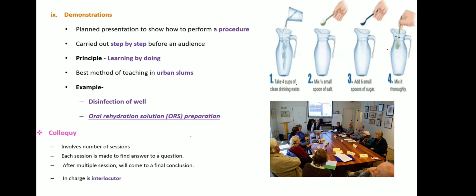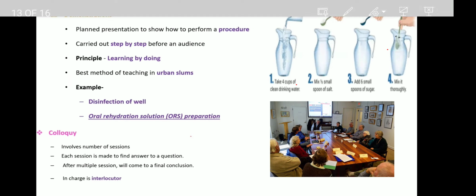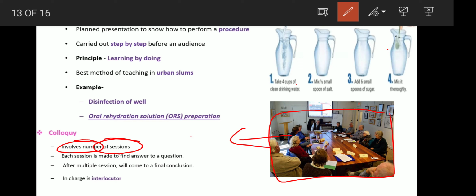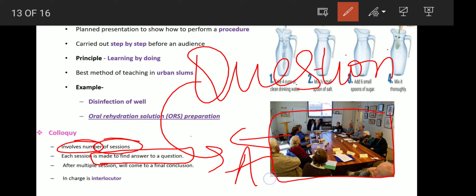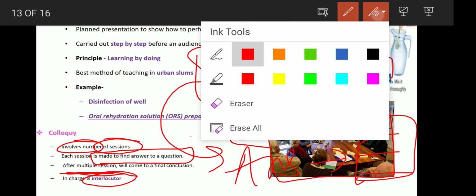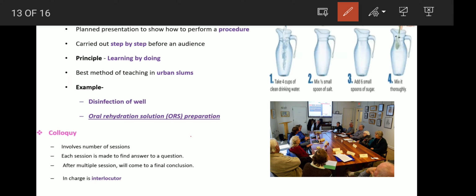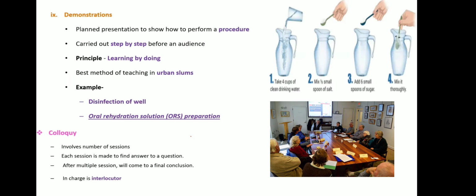Now we move on to the next thing, that is colloquy. It involves a number of sessions; multiple sessions will be there. Each session will be made to find answers to a question. There will be a question, and under each session the answer to this question will be found. After the multiple sessions, we come to a final conclusion. The person in charge is the interlocutor. So in colloquy, multiple sessions are held, in each session we find an answer, and after multiple sessions we come to a conclusion.